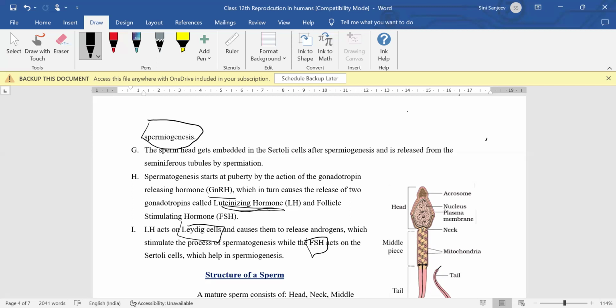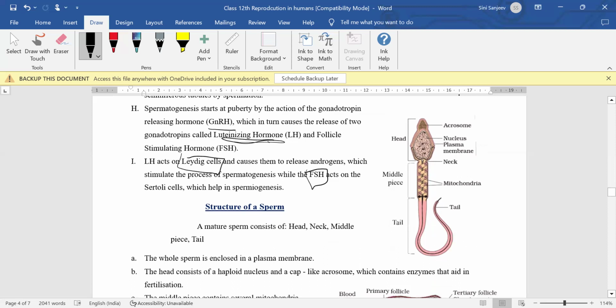Now, as I told you, sperms are a very important part here. So we need to know how a sperm looks externally and the role of each of its parts. Let's see the structure of the sperm first. Whenever a sperm is mature and normal, it basically has 4 parts: the head, the neck, the middle piece, and the tail. The tail is for movement.